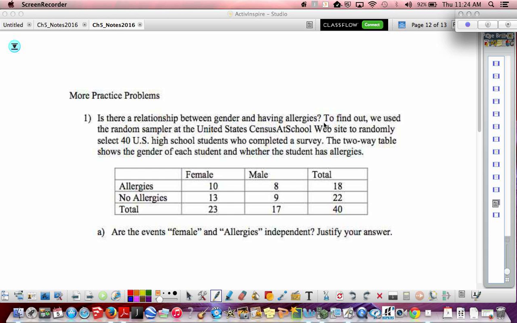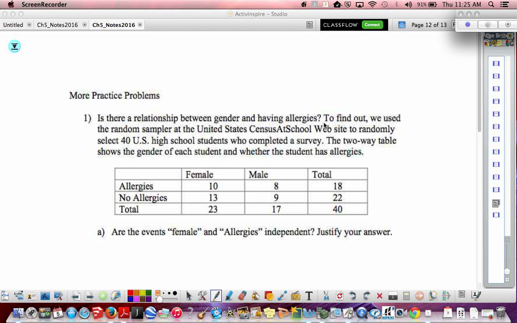Today in 5.5 and 5.6, we really focused on two main concepts. One being, how do you show if two events are independent or not independent? And then the second was calculating and doing conditional probabilities when you have two events. And sometimes to help you do those problems, you had to draw a tree diagram to take a look at all the different types of outcomes.